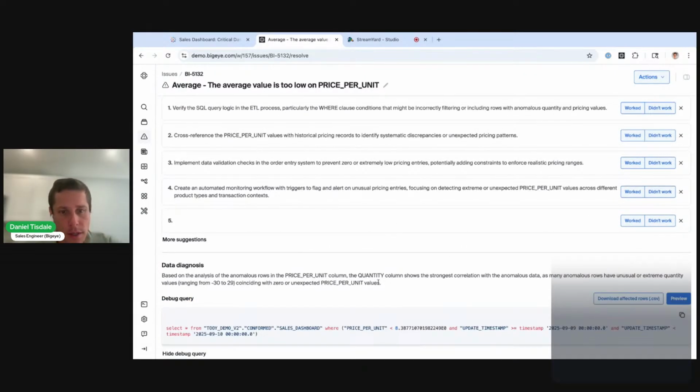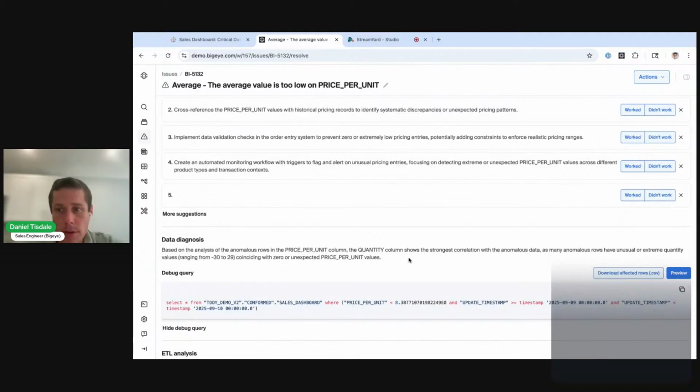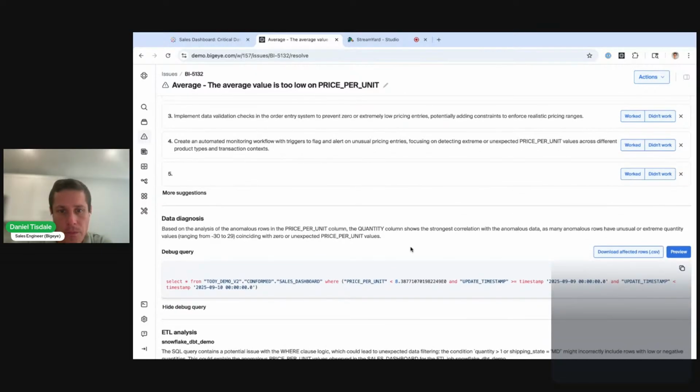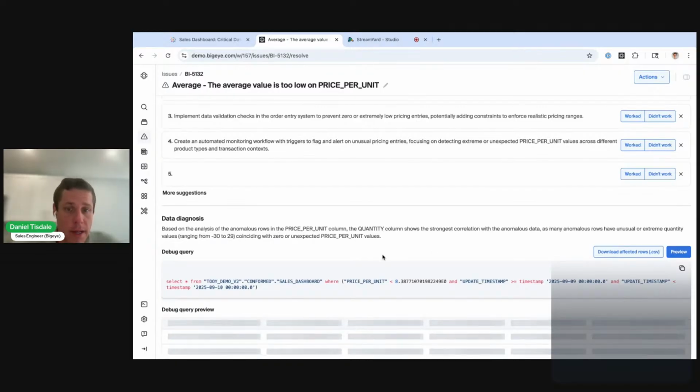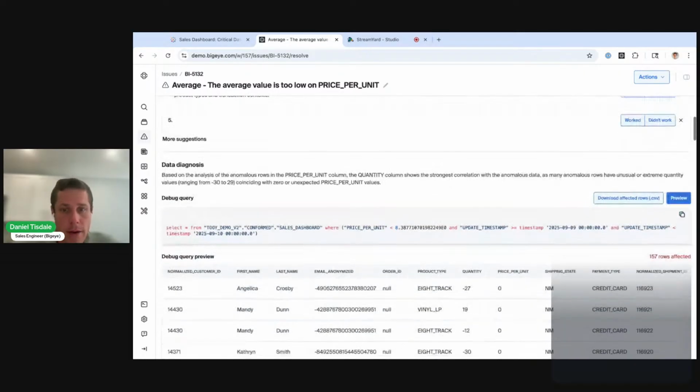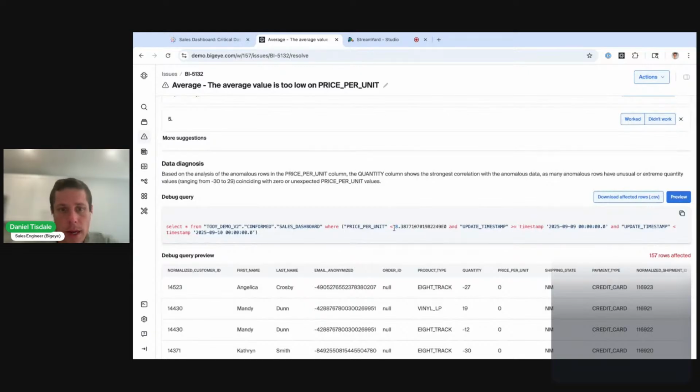Now, this data diagnosis section right here, this is how we're able to see where there's maybe a higher rate of anomalous records that are occurring in the table itself. So this debug query, which I can easily copy, I could take that into wherever that specific system is having an issue, is very, very helpful because it's just going to surface up any of the records where the price per unit column value is lower than our lower bound threshold for this metric.